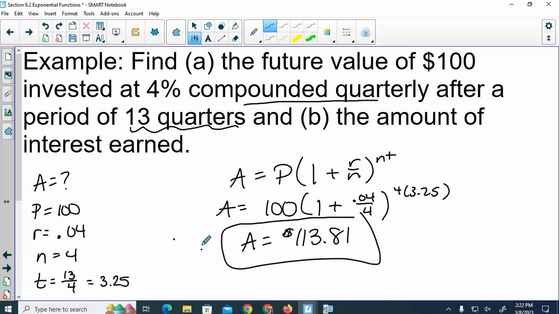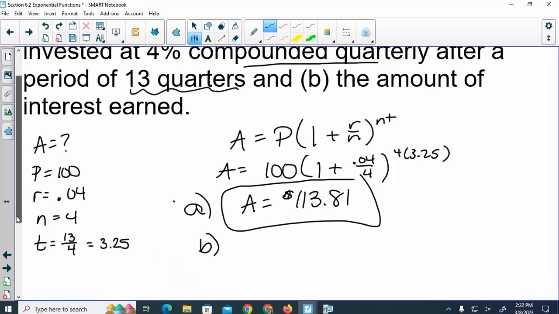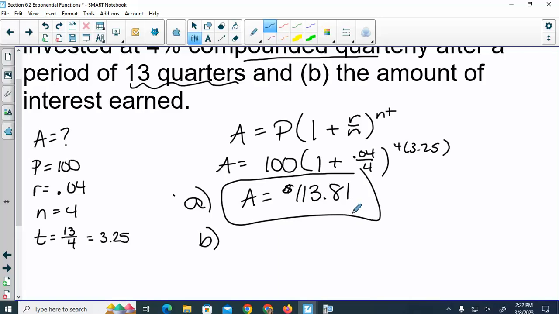Part B wants the amount of interest we earned. So if I end with this much, how much did I start with? So to find your interest, you subtract it. So we get $13.81 interest.